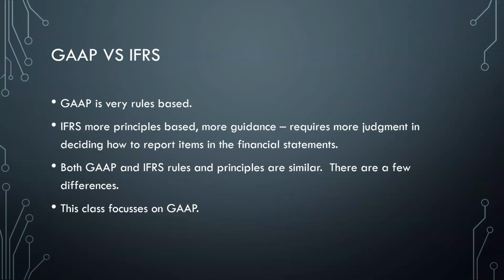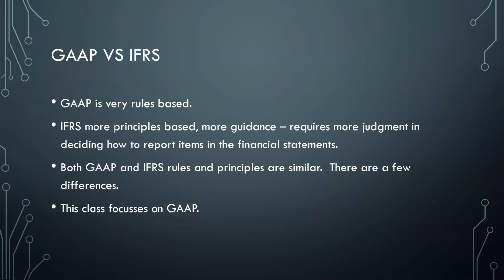GAAP is very rules-based, so there are very, very detailed, specific rules that accountants have to follow when preparing financial statements. IFRS is more principles-based, so it provides more of a guidance, and accountants can use more judgment in deciding how to report items in the financial statements. What does that mean? Let me give you a simple example.